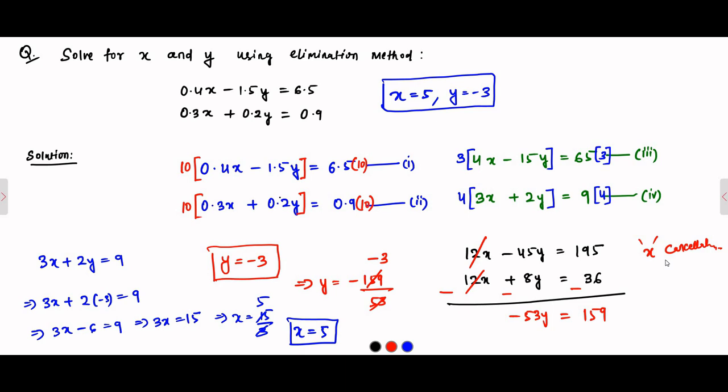So either way you can go, you will get the same result, that is x is equal to 5, y is equal to minus 3. Okay.